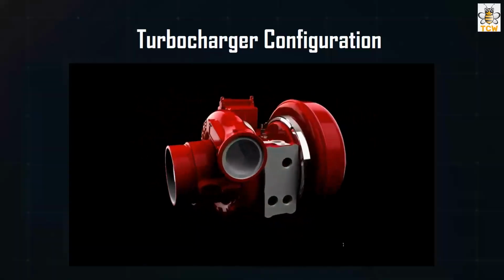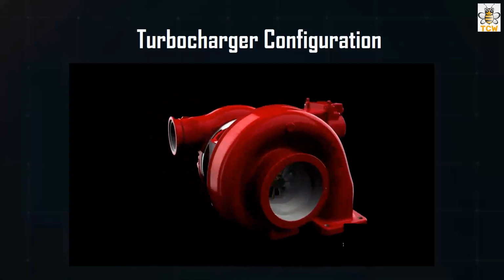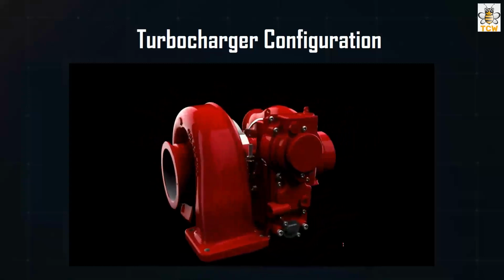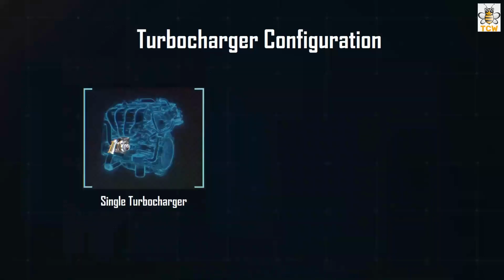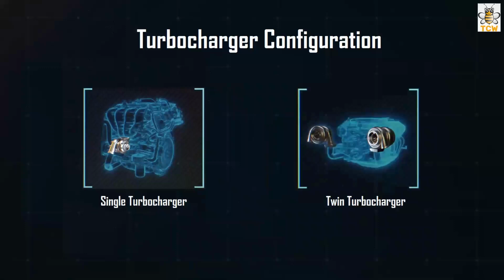Types of turbochargers based on their configuration are divided into two main groups. Single-type turbochargers only use one turbocharger to increase the intake air pressure. Twin turbocharger uses two turbochargers to increase the intake air pressure.